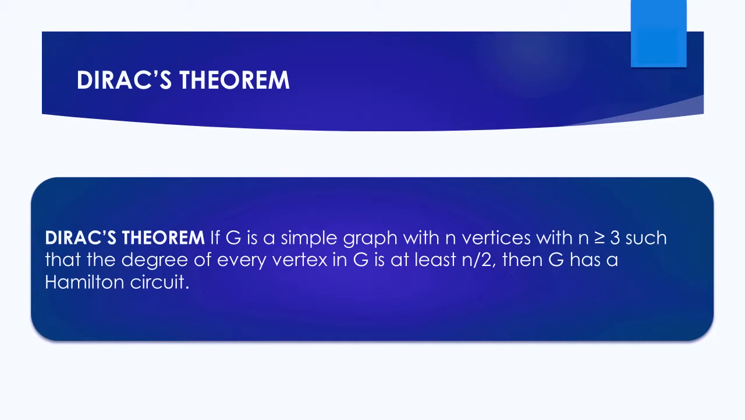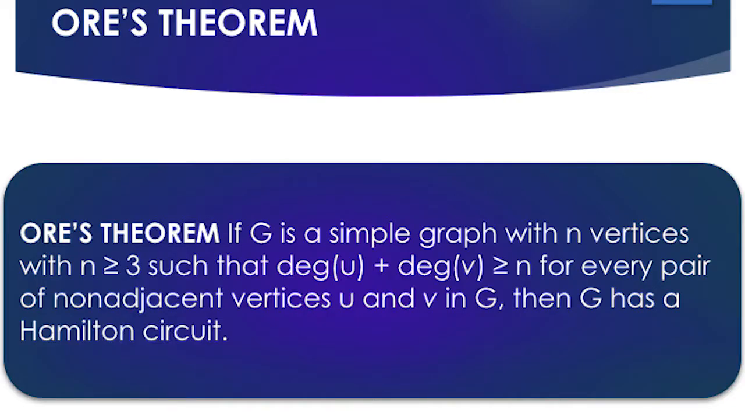The other theorem, Ore's theorem: if G is a simple graph with n vertices with n greater than or equal to 3, such that the degree of U plus the degree of V is greater than or equal to n for every pair of non-adjacent vertices U and V in G, then G has a Hamilton circuit.